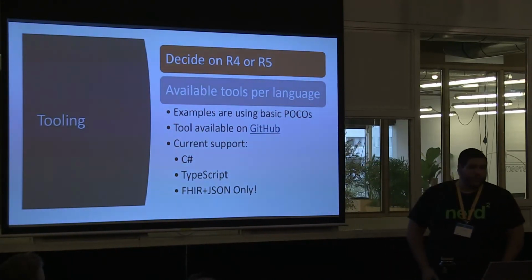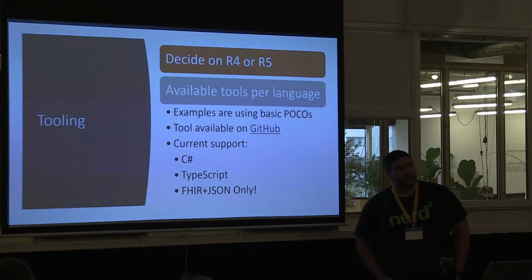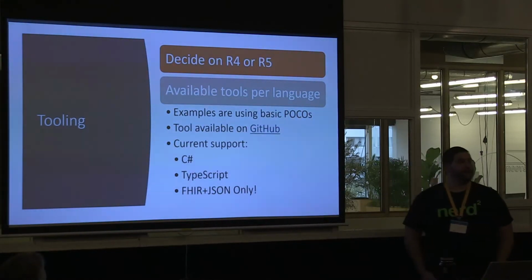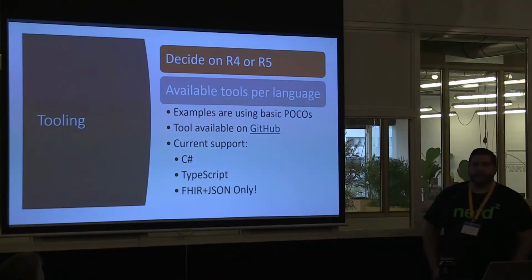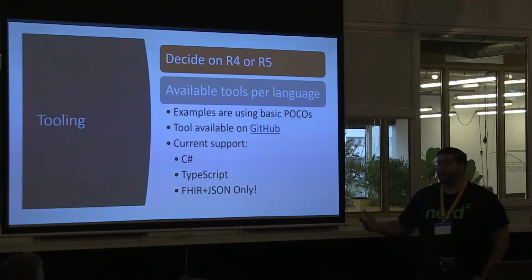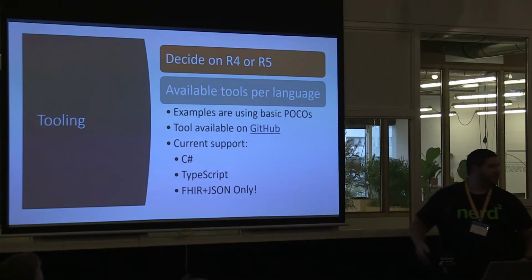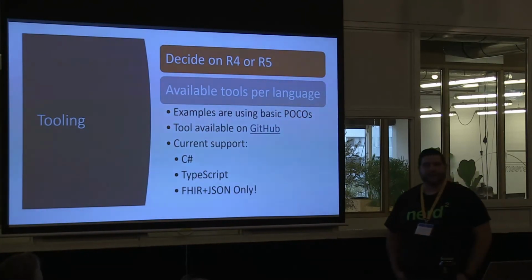Picking out your tools can be challenging. There aren't a lot of built tools for R5 already. So for the samples here, there's a few things. One is that the JavaScript examples are just JavaScript, so there's no classes or anything else like that.